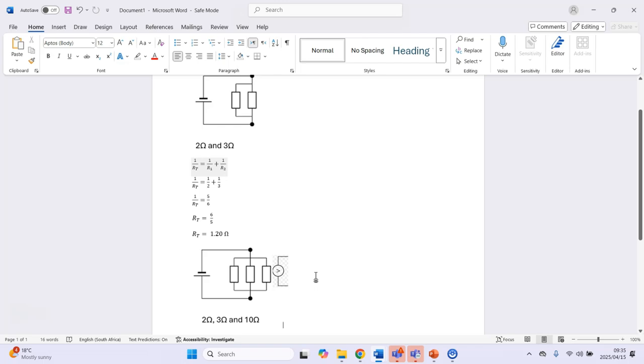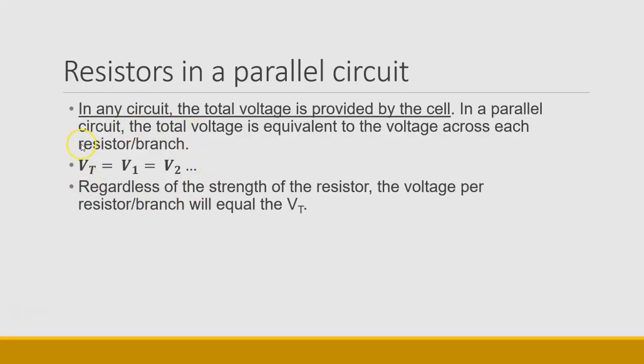This is confusing. However, it makes calculations around parallel circuits really easy, because if you've got your total voltage, then you automatically have the voltage across each branch. So this should make quite a lot of sense now, that the total voltage is equal to the voltages across the resistors on each branch. And regardless of the strength of the resistor, the voltage per branch is going to be equal to the total voltage.